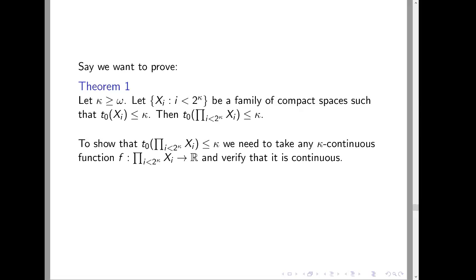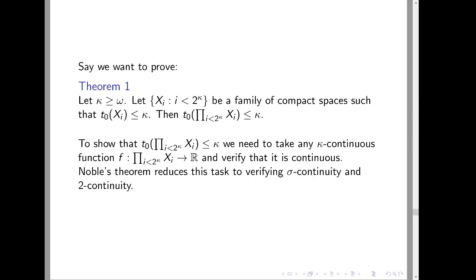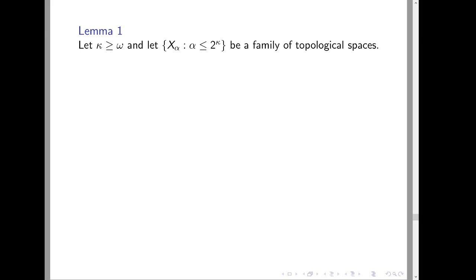So let us take an arbitrary real valued kappa continuous function. To verify that it is continuous, we will use Noble's theorem. Noble's theorem reduces our task to verifying sigma continuity and 2 continuity. Then we will get continuity if we are able to do it. So we have 2 lemmas. The first one says that your kappa continuous function is 2 continuous.